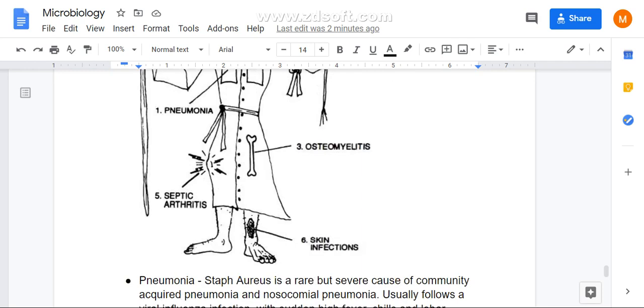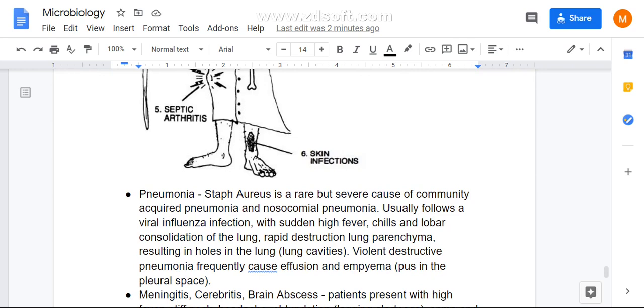So, okay, first one, pneumonia. Staph aureus is a rare but severe cause of community-acquired pneumonia. As the number one cause is Strep pneumo, right? For pneumonia. Strep pneumoniae is the number one cause of community-acquired pneumonia.